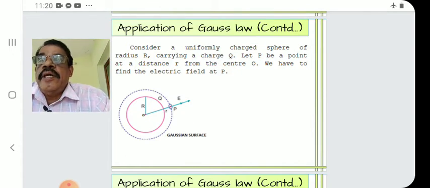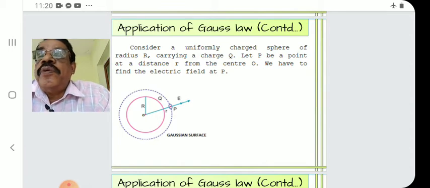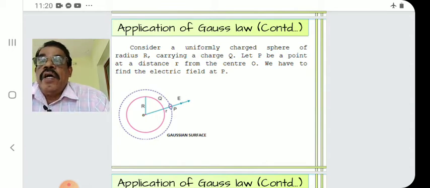You look at the figure. Consider a uniformly charged sphere of radius r carrying a charge q. Let P be a point at a distance r from the center O. We have to find the electric field at P.